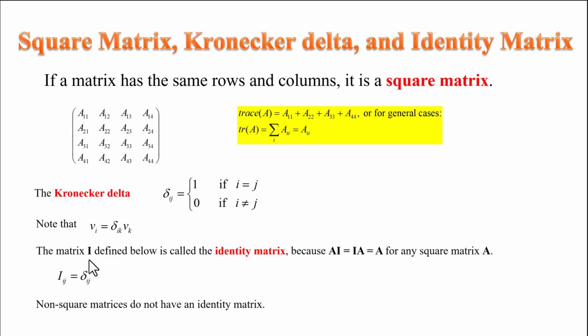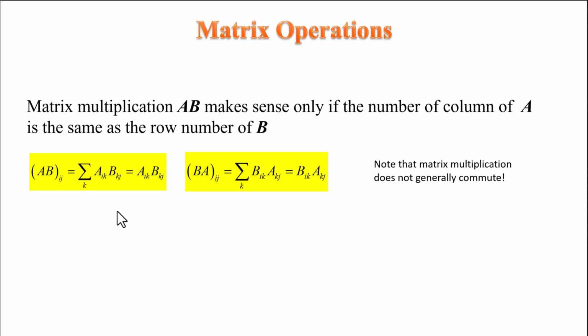The matrix I defined in terms of Kronecker delta is called an identity matrix. It is identity because A multiplying I equals I multiplying A and equals A itself. I is like the concept of 1 for numbers. Only square matrices have identity matrix. So non-square matrices do not have such thing as an identity matrix.